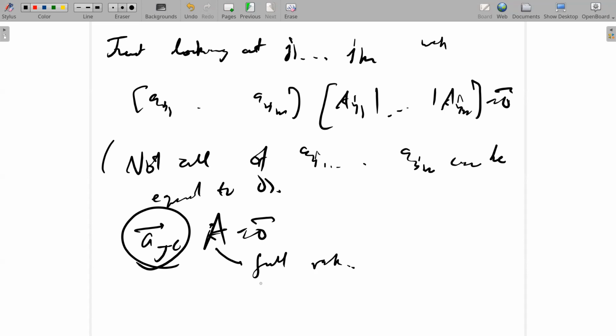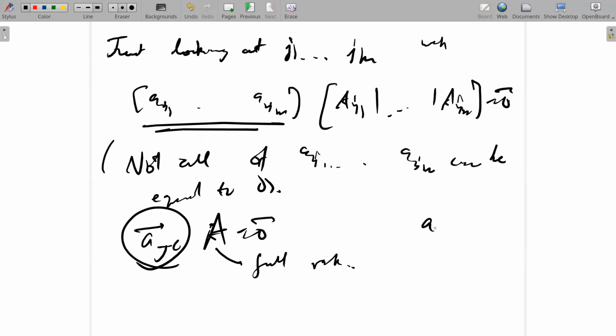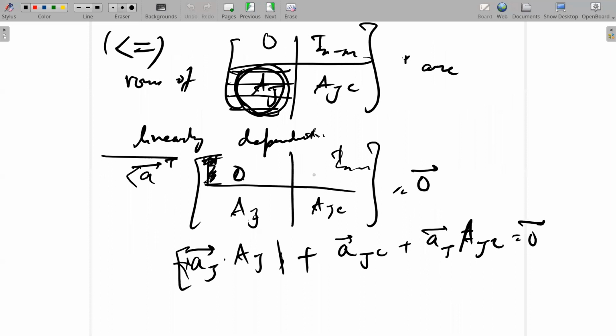In fact, the row rank is m. So you must have this. So essentially, if this is the zero vector and this is the zero vector, then by our choice originally, A is not zero. And AJ complement has to be zero because A is full rank. So this means AJ is not equal to zero. So this finishes the proof. Here we had to use this crucial fact that A is assumed to be of full rank. Okay, so both directions are proved.